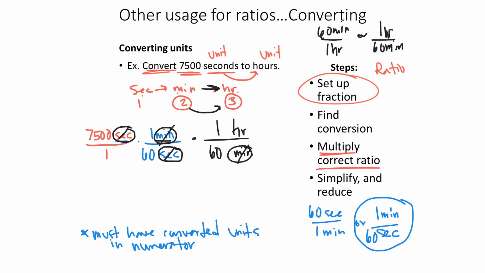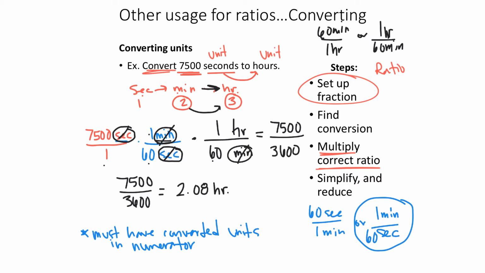Now the idea with this is just like fraction multiplication. We multiply all the numerators together, multiply all the denominators together. So we have 7,500 times 1, which gives us 7,500. And then 1 times 60 times 60, which gives us 3,600. Now, because we're converting and because we want things to be simplified, we're going to take that fraction that we just multiplied and divide those two numbers so that we can get a decimal answer for this. And so roughly in the calculator we get 2.08 hours.